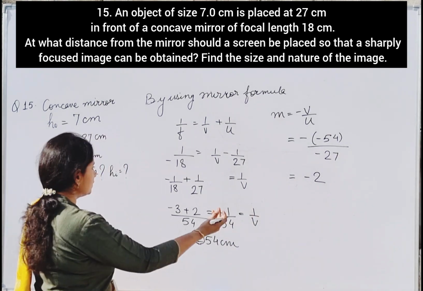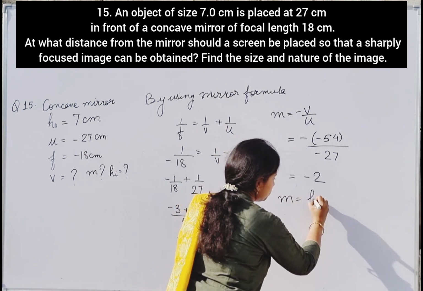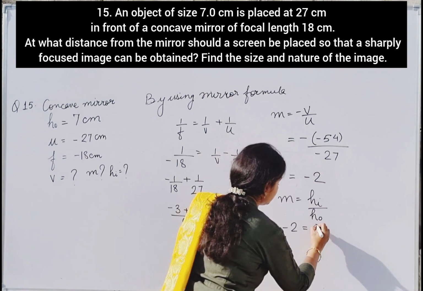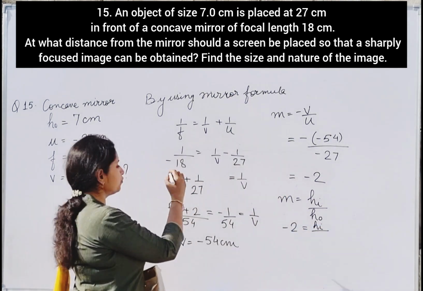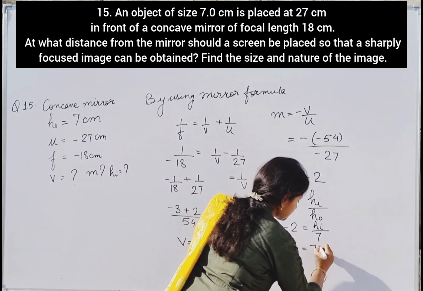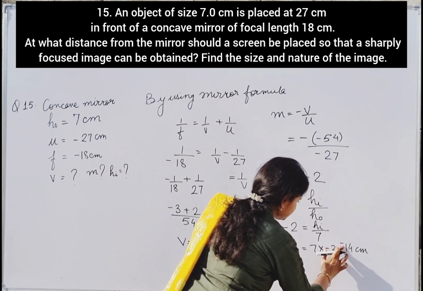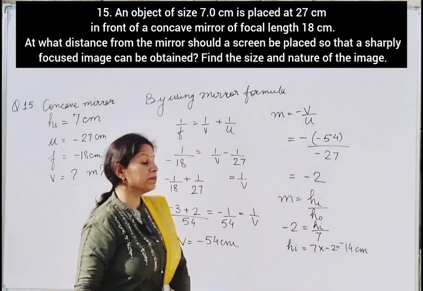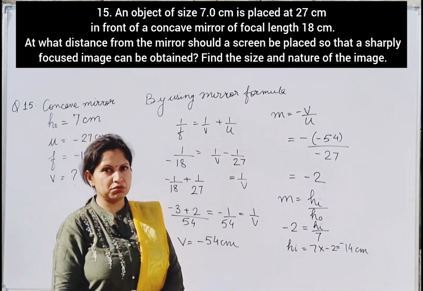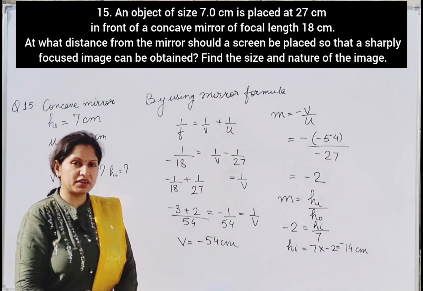Now, for this, we have to find out the height of the image as well. So you know that magnification is equal to height of image upon height of object. So magnification is minus 2, that is equal to height of image upon height of object, which was given as 7 centimeter. So height of image is equal to 7 times minus 2, and that's going to be minus 14 centimeter. Remember, this minus sign is showing that the image is formed real and inverted. It is below the principal axis, so the answer is going to be negative.